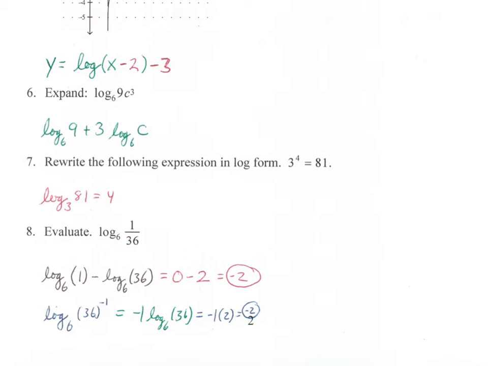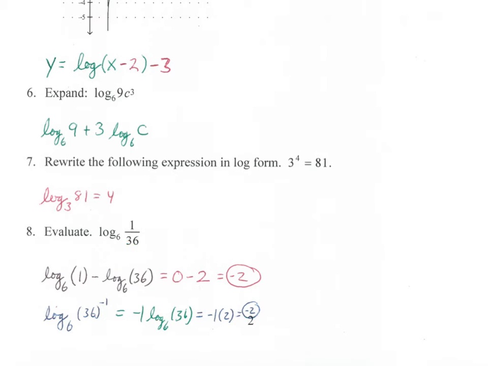Another way, again there are multiple ways of doing this, is you should notice this as 36 to the negative first, because anytime a number's 1 over, you can just say it's that to the negative first power. Then I can take the negative 1, bring it out front, and then 6 to the what power is 36? 2. And the negative, so negative 1 times 2 is negative 2.